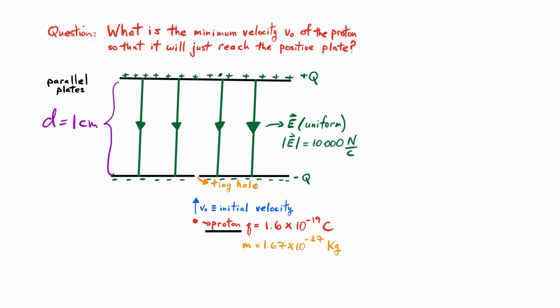Now I've got parallel plates that I've previously charged by connecting them to a battery. And the separation between the plates is 1 centimeter. I have a certain amount of positive charge on one plate, negative charge on the other plate, such that the electric field produced by these charges is 10,000 newtons per coulomb.